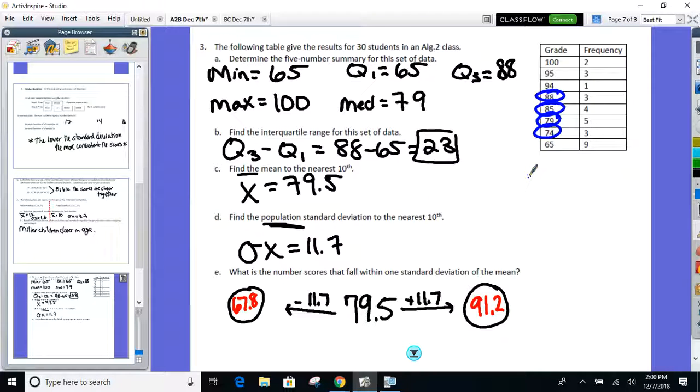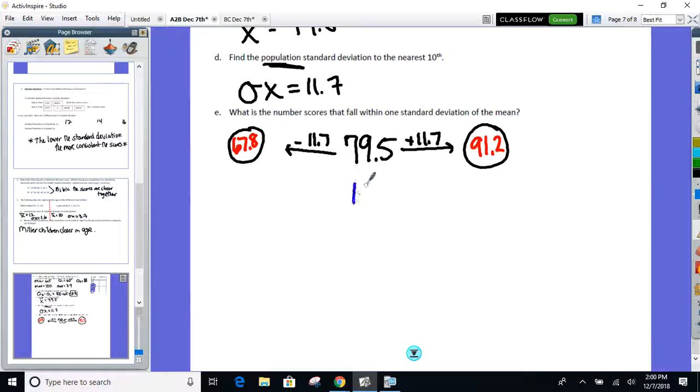No, this is a frequency table. How many times did 88 occur? Yeah, not once, 3 times. So I need to count all those frequencies up. So I got 3 times, 4, 5, and another 3. How many total scores? 15 scores fall within 1 standard deviation. Within 1. Cut it there. Within 1. Between. Everyone good?